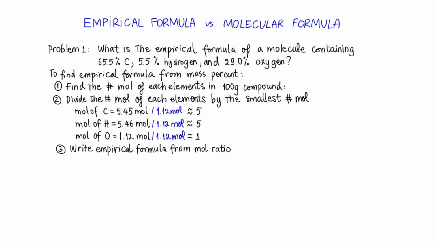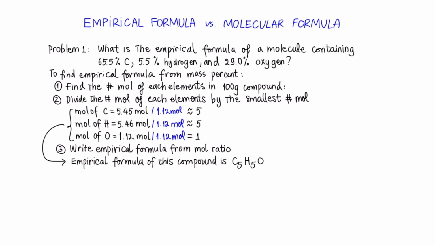Lastly, let's write the empirical formula from the mole ratio that we calculated in step 2. So from the mole ratio that we calculated in step 2, we can write the empirical formula of this compound. That's going to be C5H5O. That is the empirical formula of this compound and the answer to this question.